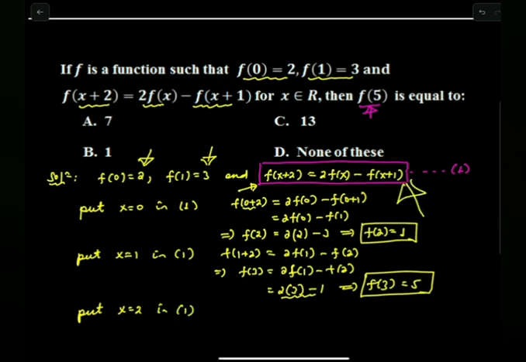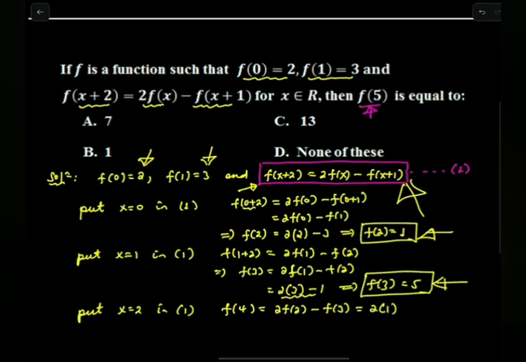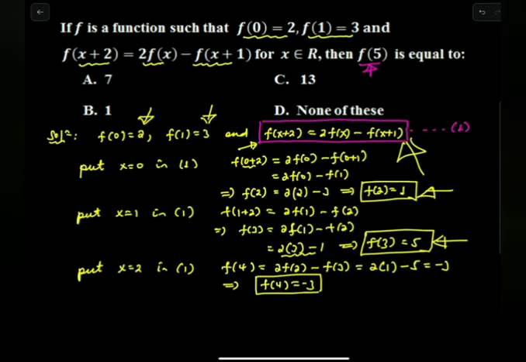Okay, we keep changing the x value and substituting. Whenever we substitute 2 in the first equation, the function becomes f of 2 plus 2, which is f of 4, equal to 2 times f of 2 minus f of 3. So f of 2 is 1 and f of 3 is 5. This becomes 2 times 1 minus 5, which is minus 3. So from this we get that f of 4 is negative 3. Okay, f of 4 is negative 3.